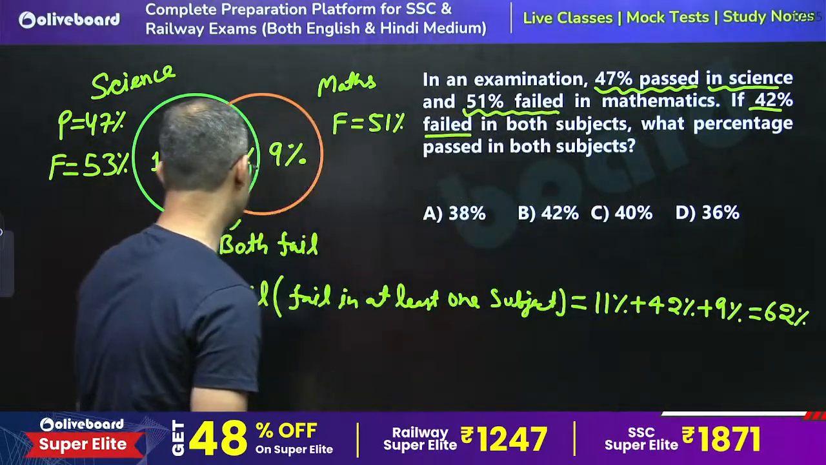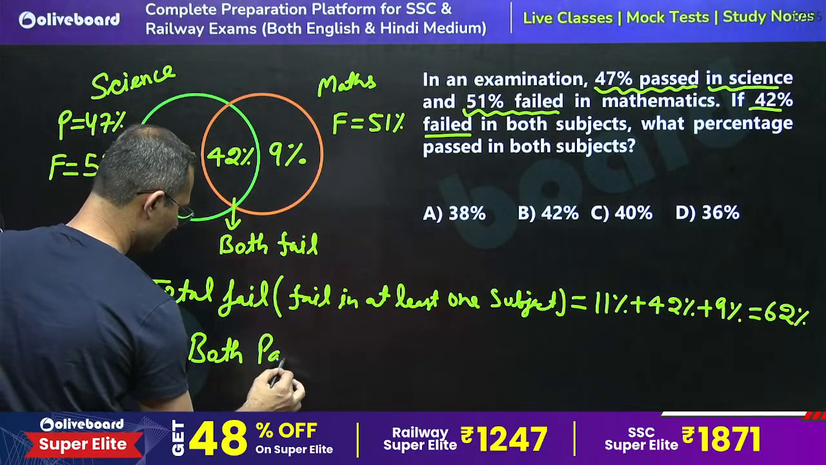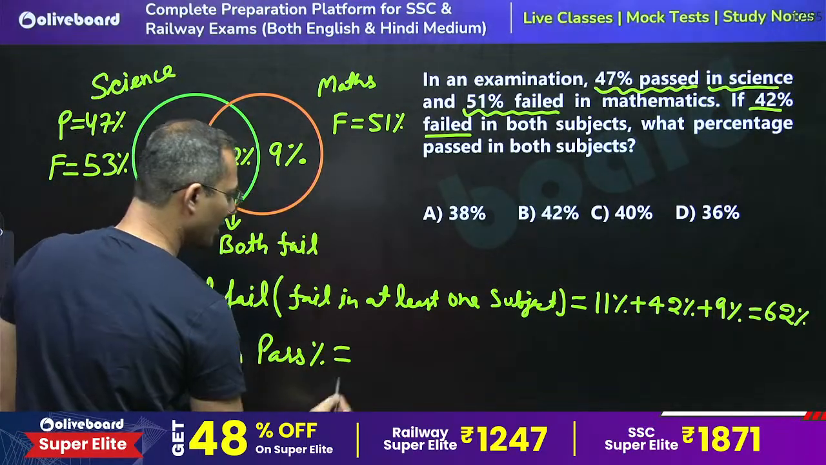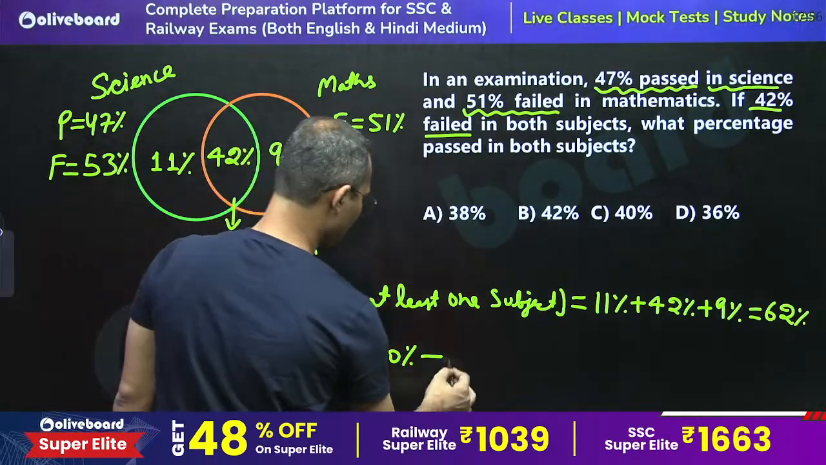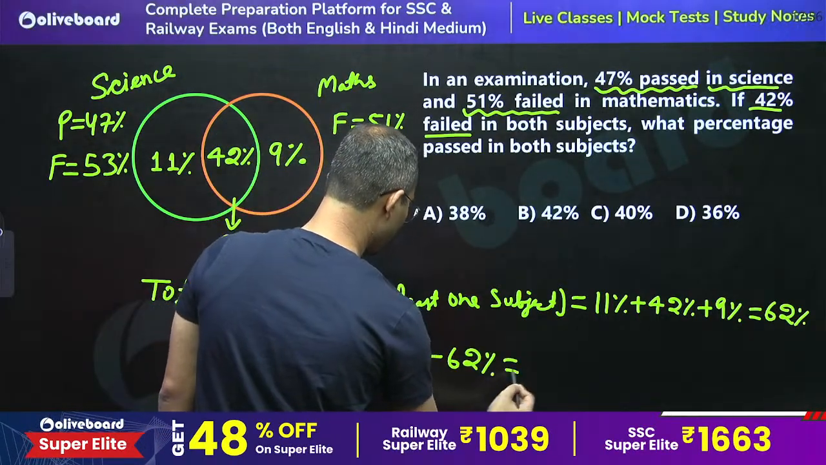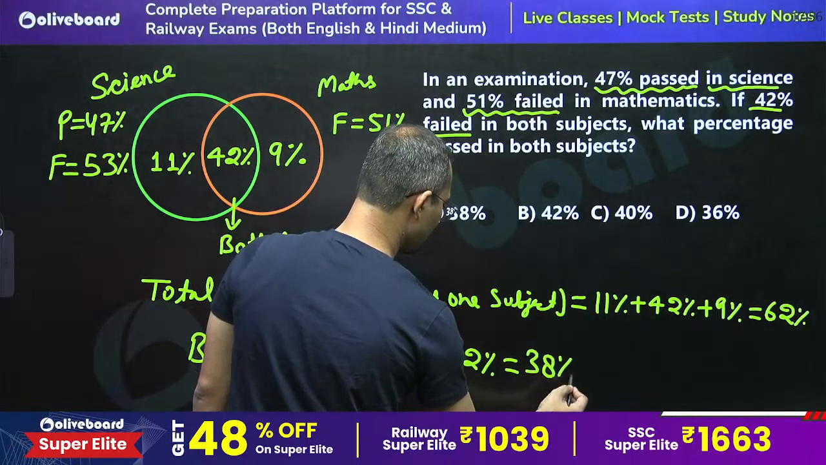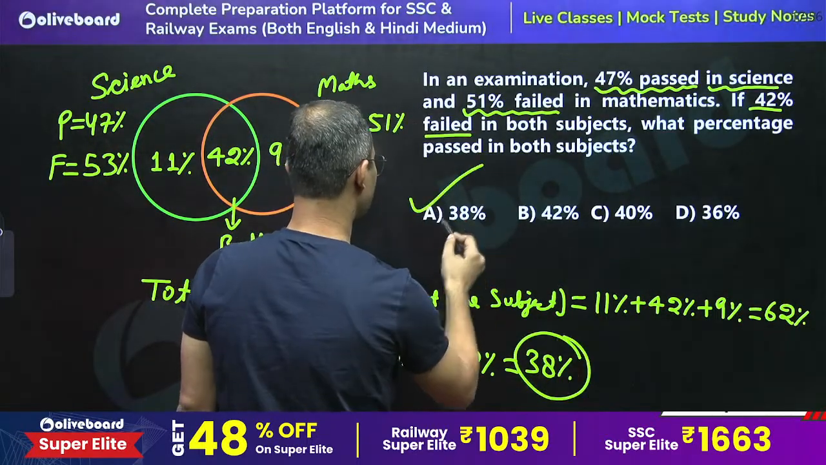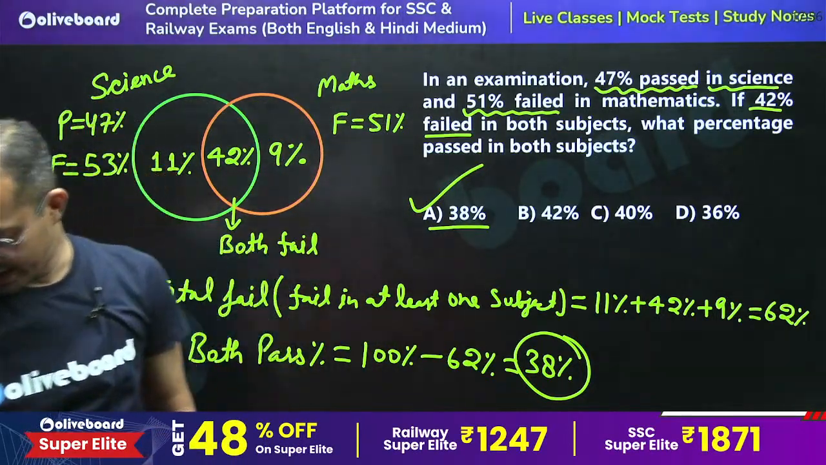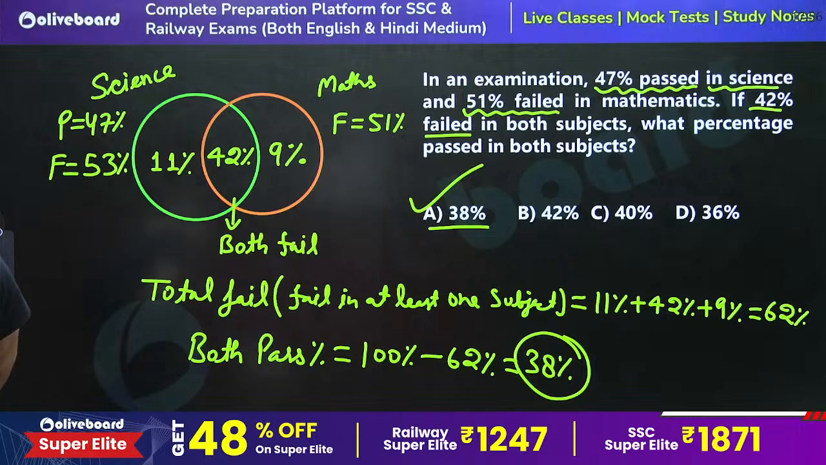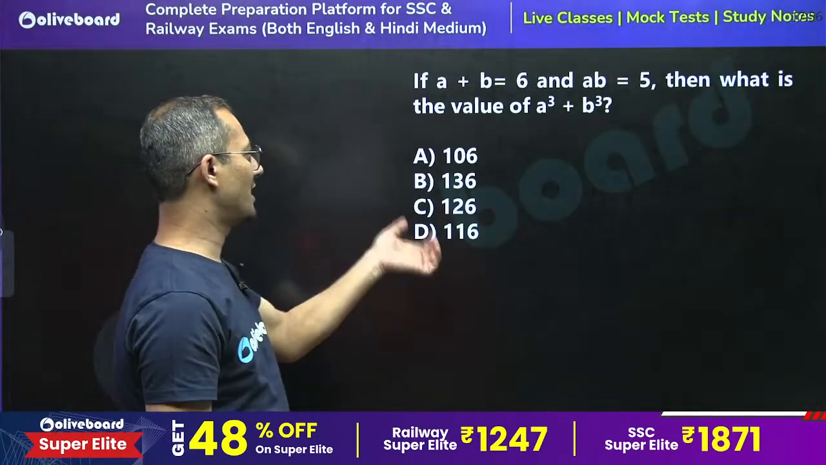So simply I can say that both pass percent is equal to 100% minus 62%. So 100% minus 62% is what? 38%, right? So 38% is the right answer. A part is the right answer. Yes, 38 is the right answer. So moving next. Now tell me what is the answer for this question.